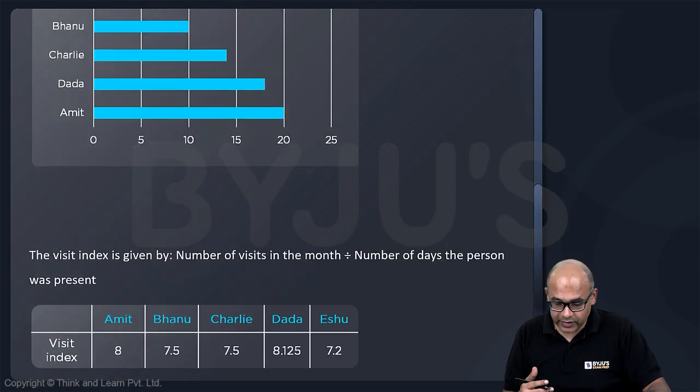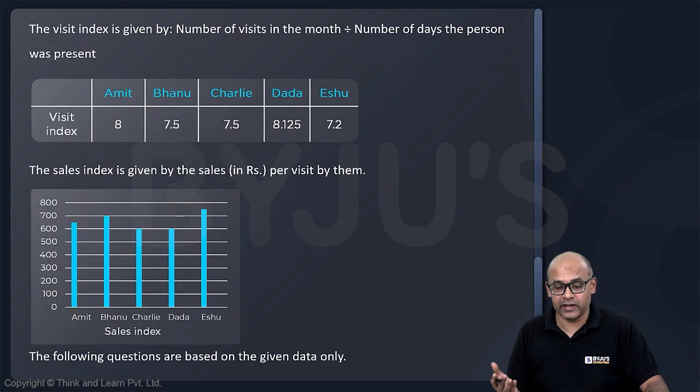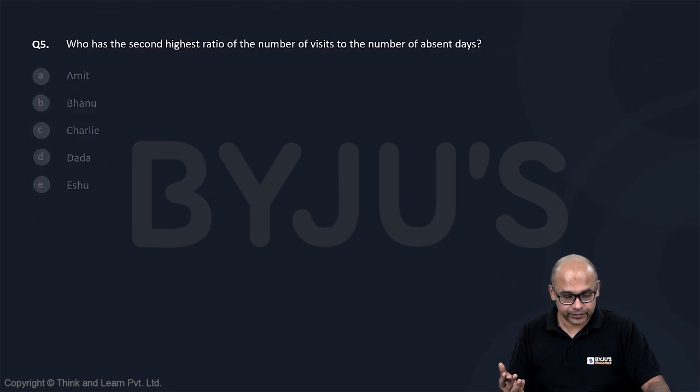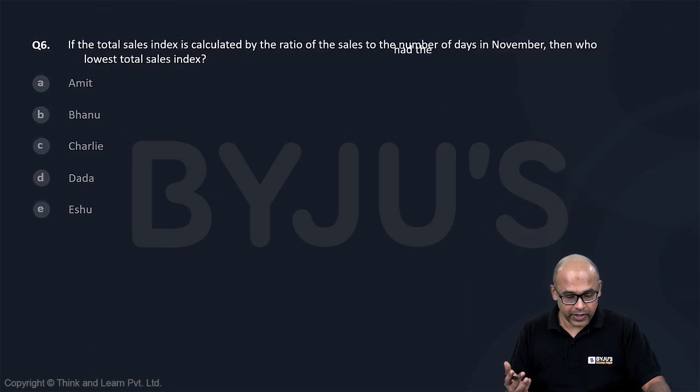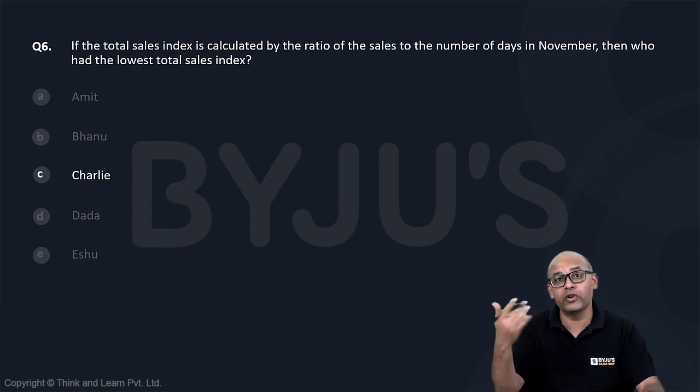If I remember this figure correctly, the least sales were there for C. So you don't have to calculate anything. This is a straightforward question. So I think the answer here should be C, Charlie. This question is a dead easy one, provided you got the initial table.